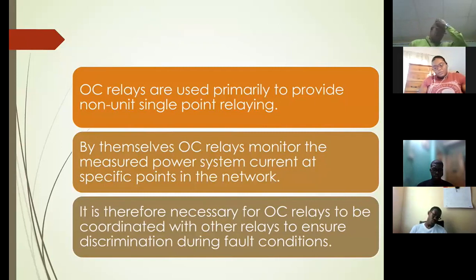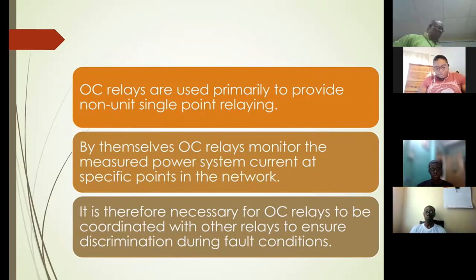By themselves, the relays monitor the measured power system current, or the current flowing through a particular point in our network. Yes. And in order to get full coverage, there is need for what we refer to as coordination. Now, what does that really mean?